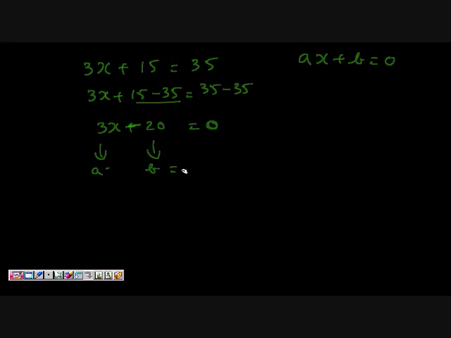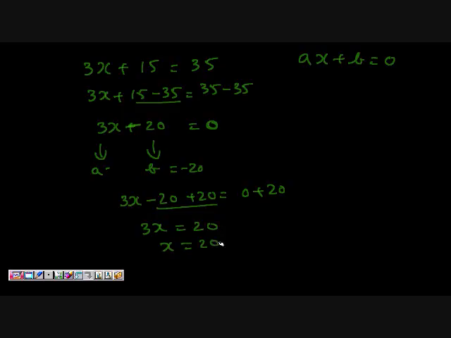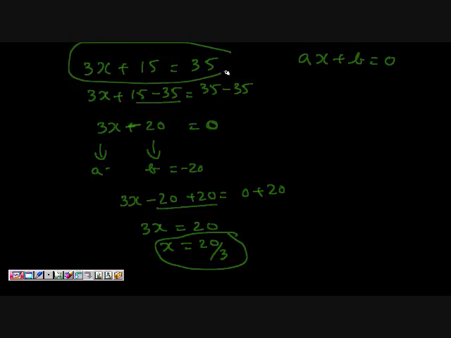Okay, so in order to solve this, we have to add 20 to both sides. 3x minus 20 plus 20 is equal to 0 plus 20. So 20 minus 20 is 0. So we can say 3x is equal to 20, and x is equal to 20 divided by 3. So in order for 3x plus 15 is equal to 35 to hold true, x needs to be 20 divided by 3. Okay, and that's how you solve some of these linear equations.